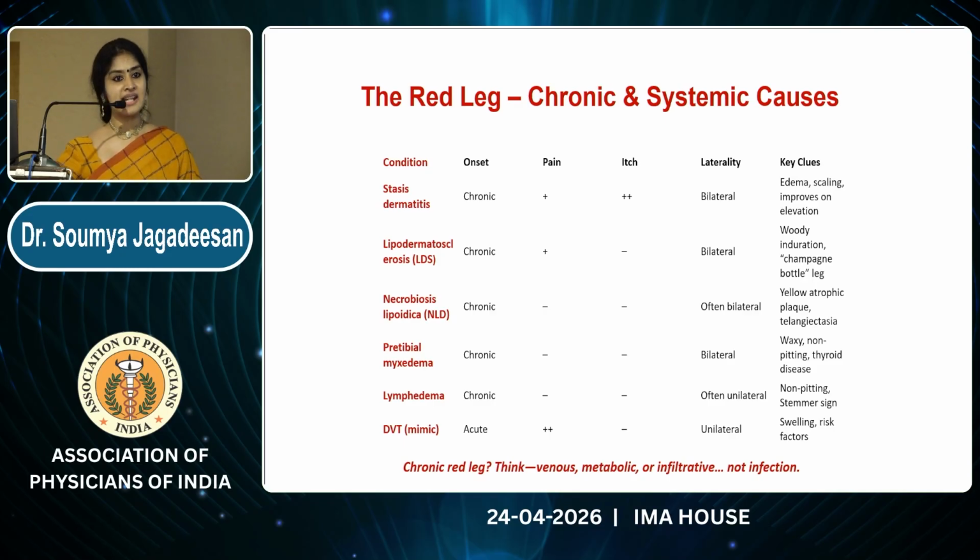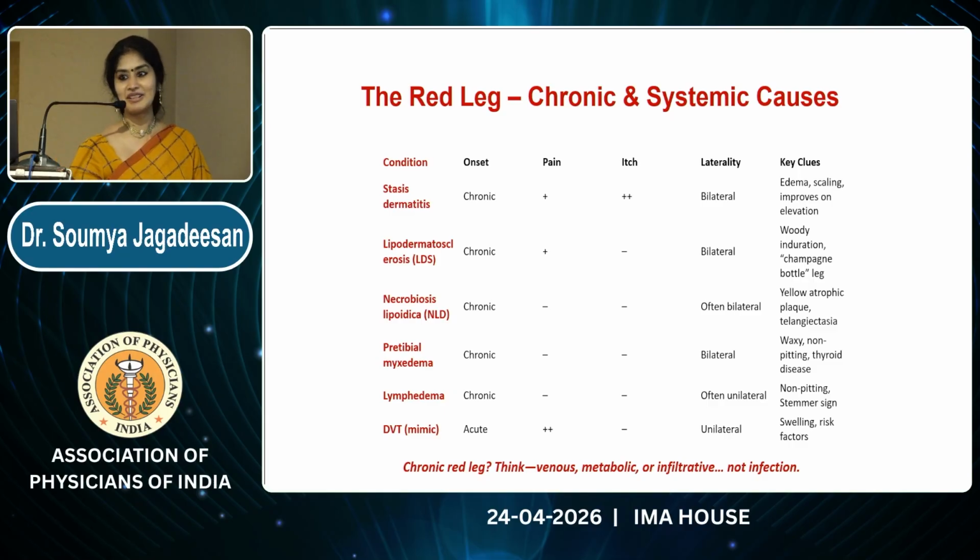You think about stasis dermatitis. Stasis dermatitis is because of venous stasis. Because of the slowing of the circulation, you get eczematous reactions around the ankle, usually the medial malleolus, also the lateral malleolus. And when it progresses, you get fibrosis and hemosiderin deposition, and you get lipodermatosclerosis. And of course, necrobiosis lipoidica.